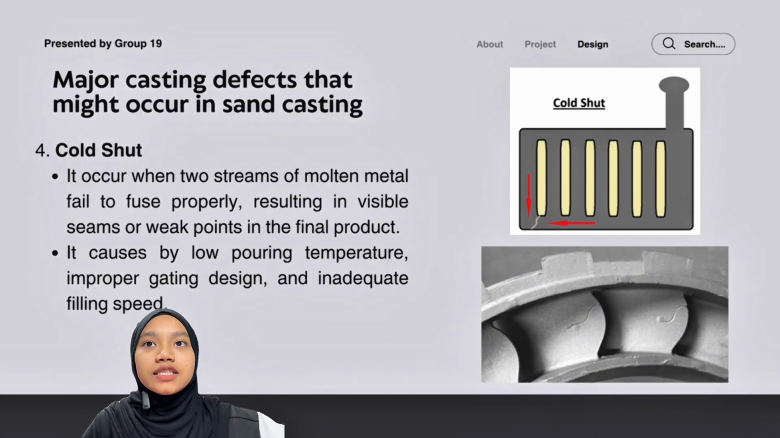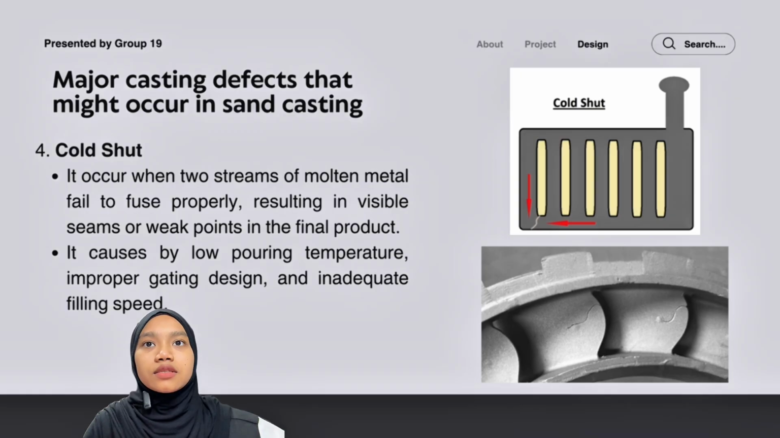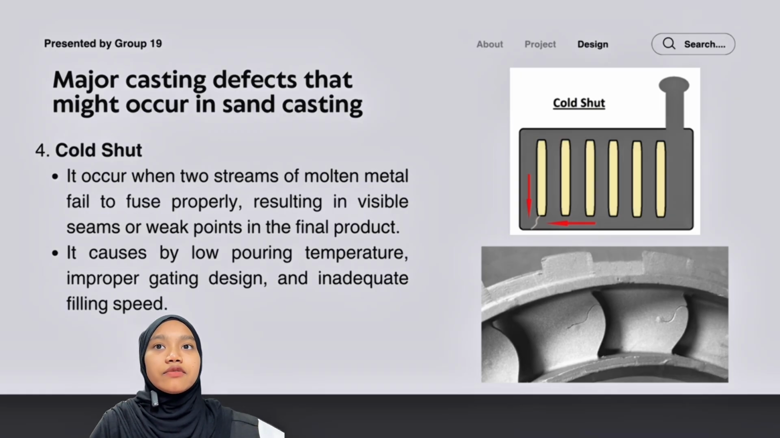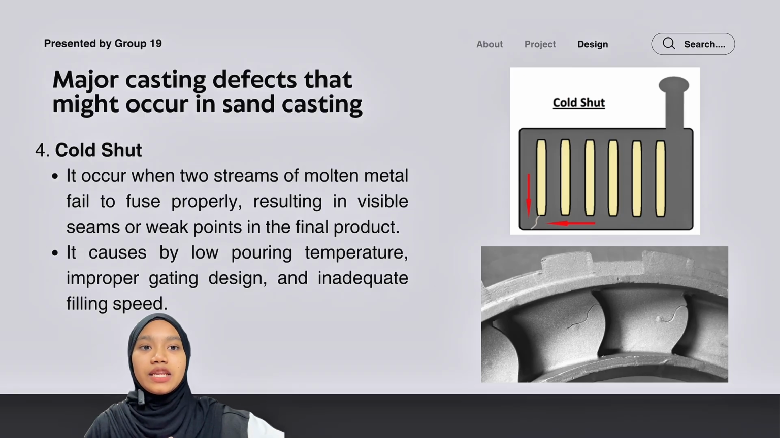The fourth one is cold shut. Cold shut occurs when two streams of molten metal fail to fuse properly, resulting in visible seams or weak points in the final product. It is caused by low pouring temperature, improper gating design, and inadequate filling speed.